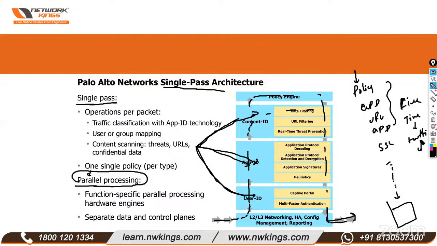This is just a way to understand it, and there are so many other things which have not been revealed by Palo Alto. This is done only by Palo Alto, so they have not described the details of it. But this is just to understand that a copy will be sent, and this will be handled by the individual engines, like the content ID engine, the app ID engine, and the user ID engine.